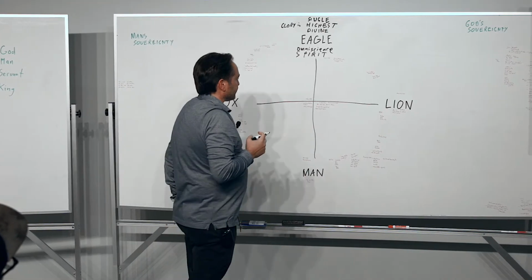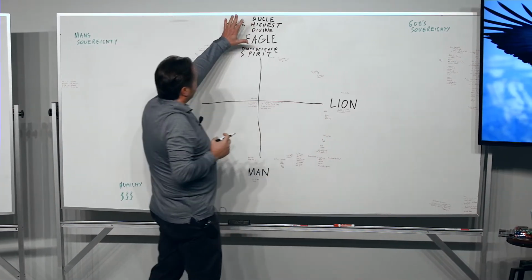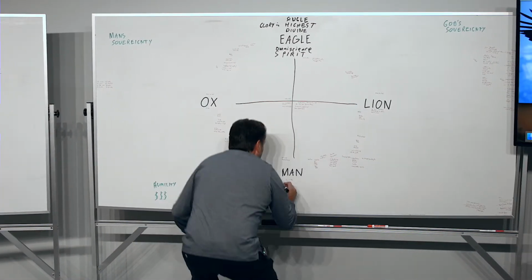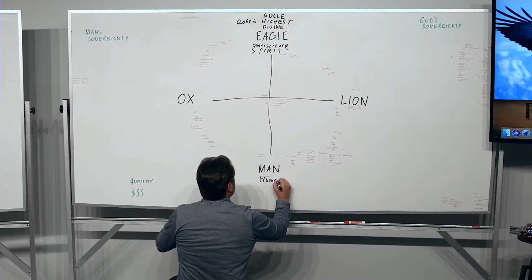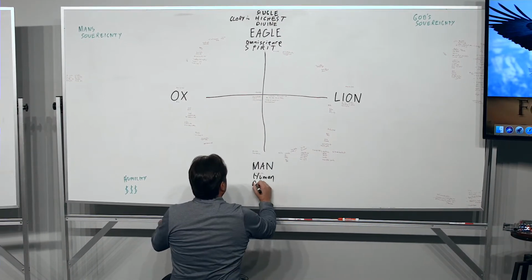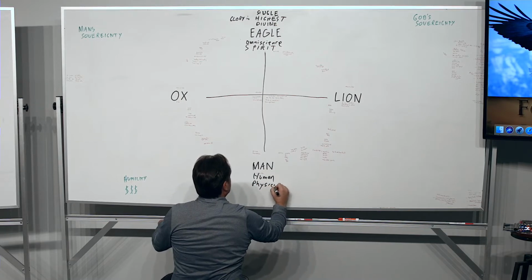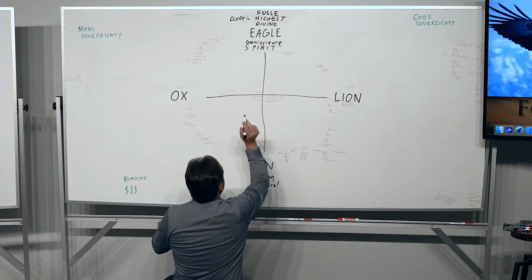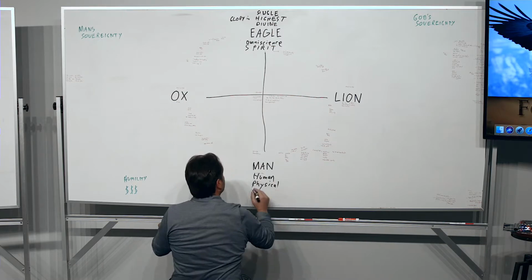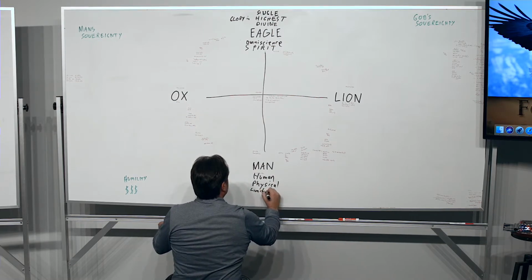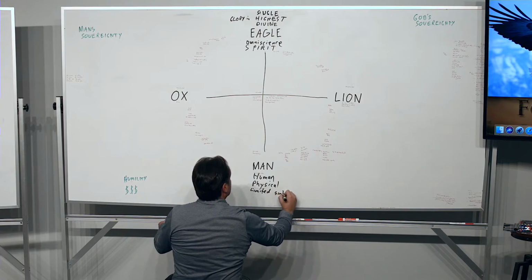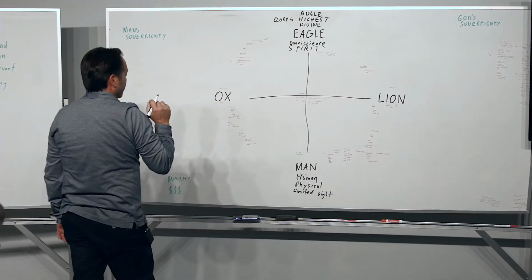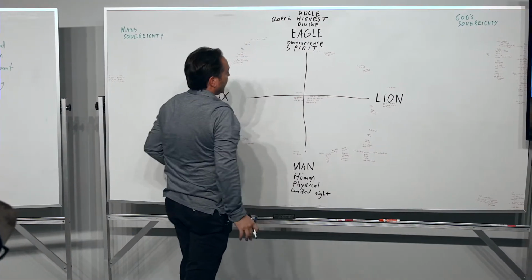What about a lion? Or let's look at the opposite of the eagle first. The opposite of the eagle right now is the man. So instead of divine, we have human. Instead of spiritual, we have physical. Flesh and blood type stuff. We have limited sight and limited presence. We cannot see everything. Limited sight, limited knowledge. So the contrast between God and man is positioned over here.